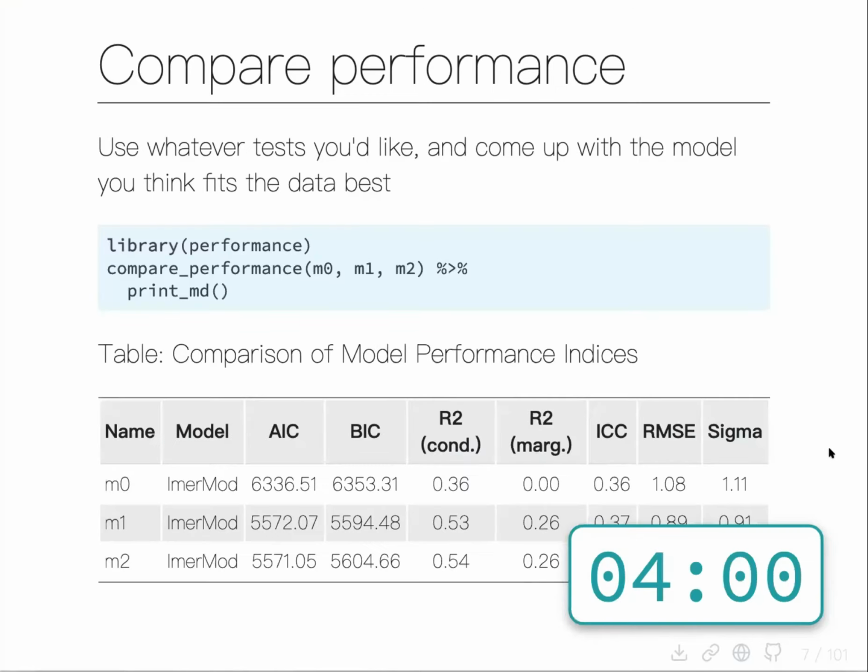Okay, here we go. So I started out by using the performance package and saying compare performance. So compare performance across M0, M1, and M2. This print MD just makes it look nicer on the slides. I really don't care about most of this other stuff over here. What I mostly care about is AIC and BIC. Okay, and again, remember lower values are better. And really any difference above like 10 is a pretty substantial difference.